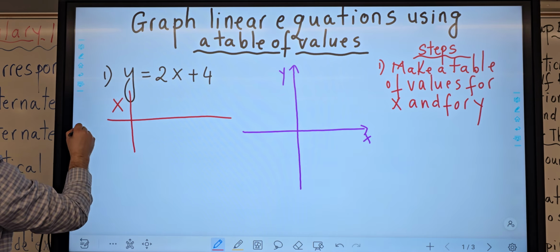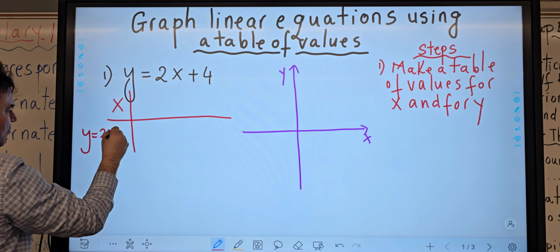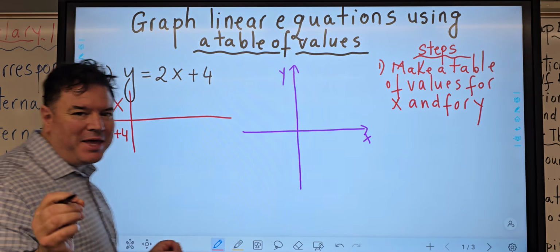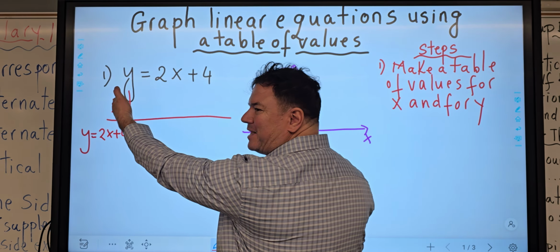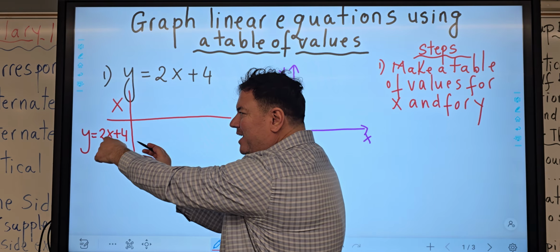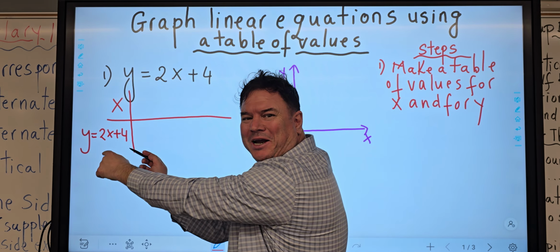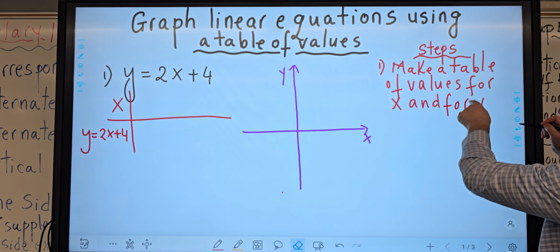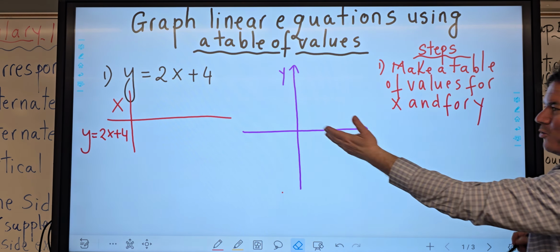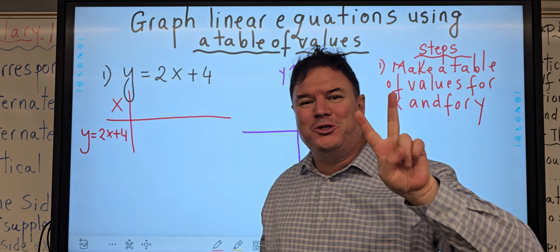So we have y equals 2x plus 4. Please pay attention. When we create this table of values, we are going to put the x here at the top, and the y and the equation y equals 2x plus 4, or the function, right here on the bottom. This is step number one. Make a table of values for x and for y, and we did. Let's take a look at step number two.